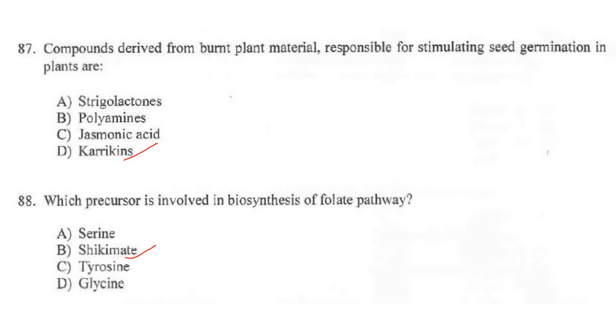Then compounds derived from burnt plant material responsible for stimulating seed germination in plants are karrikins. Answer is option D. Then which precursor is involved in biosynthesis of the folate pathway? So it is shikimate. Answer is option B.